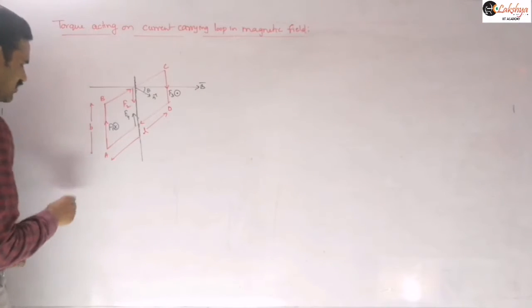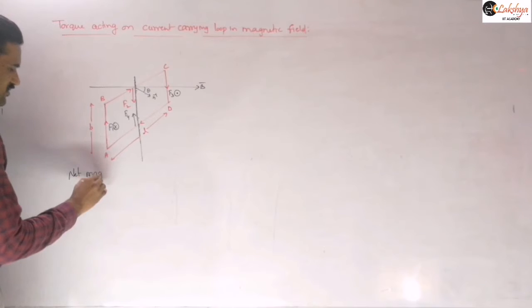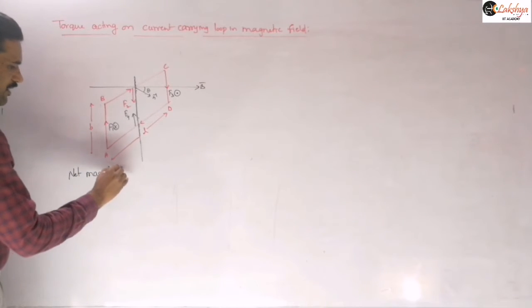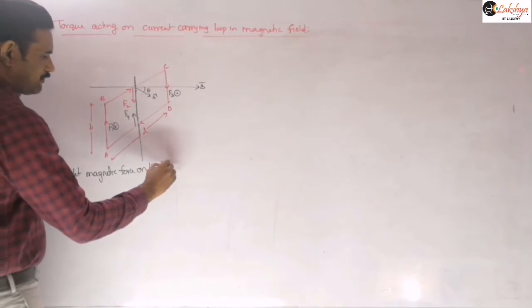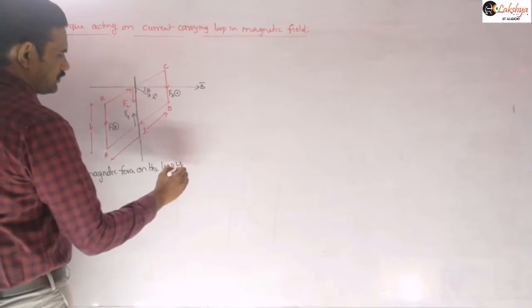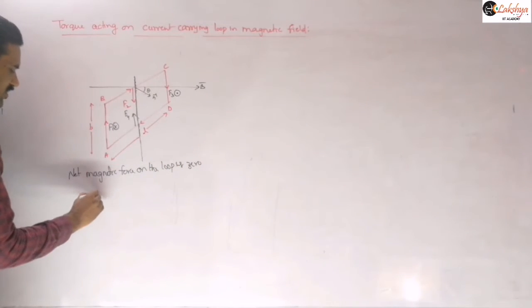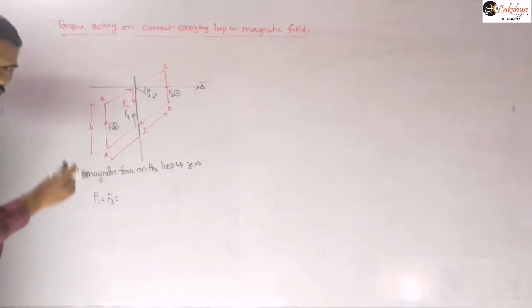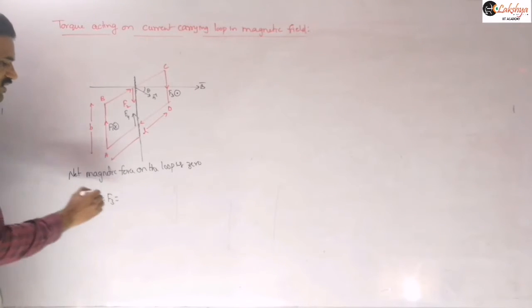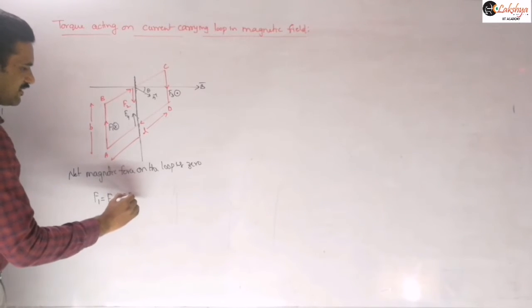So therefore what we can write is, the net magnetic force on the loop is 0. Now I am writing the F1 and F3 magnitudes here. For the magnitudes of F1 and F3, what we can write is B into I into L, where L is nothing but b.